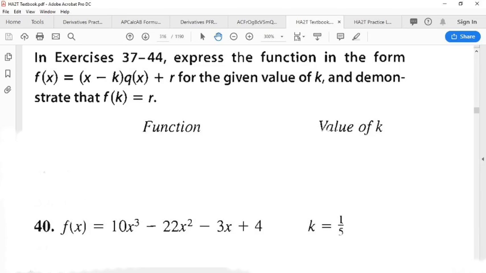Okay, so we got to write it like this. This is going to be our answer. That's going to be our remainder. This is what we're dividing by. Okay, so let's do it.